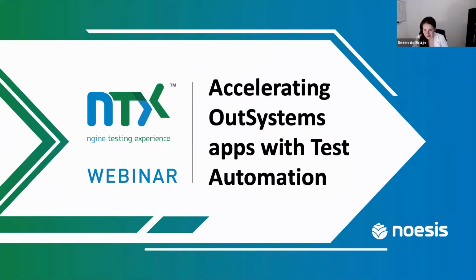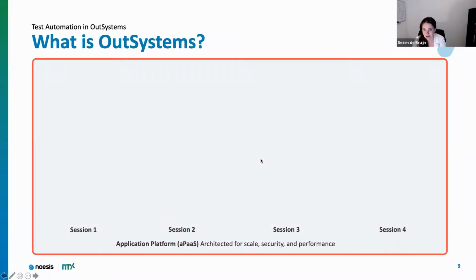Good morning, everyone. My name is Sezen de Bruijn. I am a solution architect at OutSystems, and I also used to work in the testing world. So I do have some opinions about this. I'm going to share a little bit about quality assurance and test automation with regards to OutSystems. So before we go into all of that, let's start with what is OutSystems.